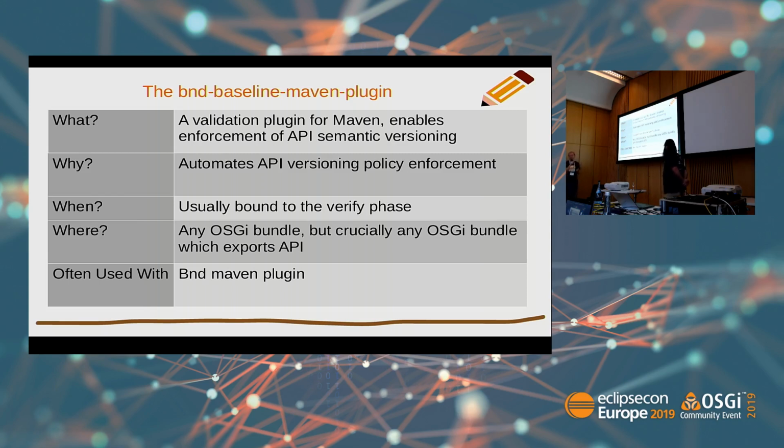So it's normally bound to the verify phase, because you're looking to verify the artifacts that have been built against other artifacts that have previously been built. And it's effectively doing a diff of your API against the last thing that it could find in Nexus that had an earlier version. You can use it on any OSGi bundle. The place where it's most valuable is if you've got an OSGi bundle that exports API, because that's the point where it's going to be able to tell you important things about whether you've added or removed methods in a way that is going to be a breaking change for people.